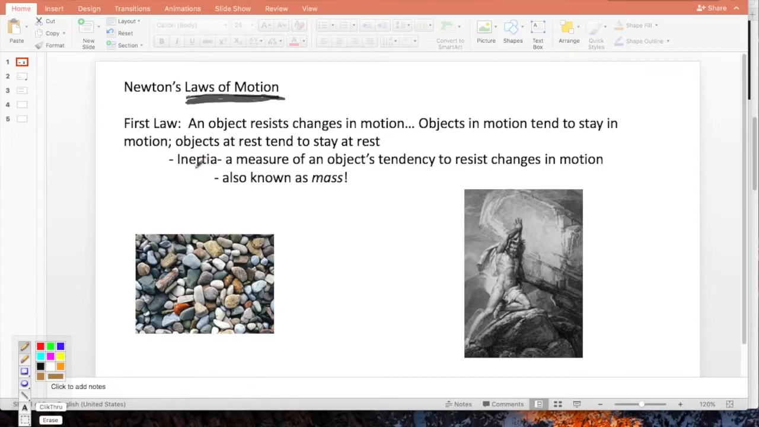Remember, that's the whole question that we are trying to address right now, is what causes an object to change its motion. Well, now we're seeing, first and foremost, that objects don't want to change their motion. Objects have a property known as inertia. And inertia is simply a measurement of that tendency to resist motion change, tendency to resist acceleration. It's also known as an object's mass. How massive an object is a measurement of its tendency to resist a change in motion.